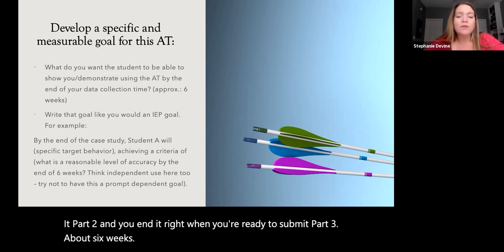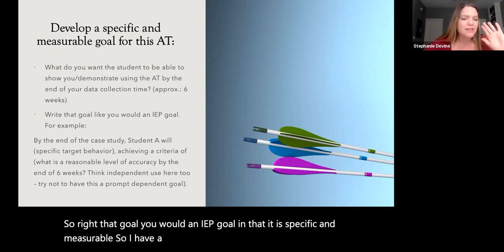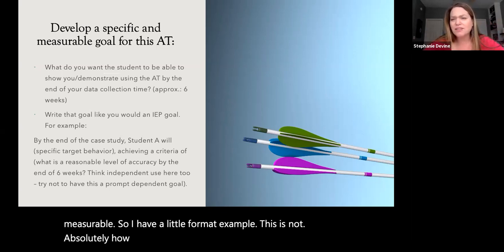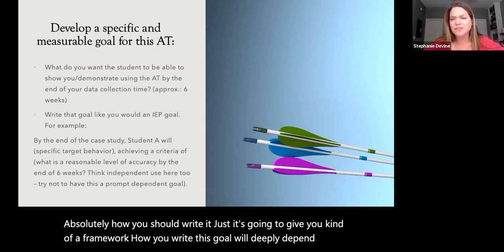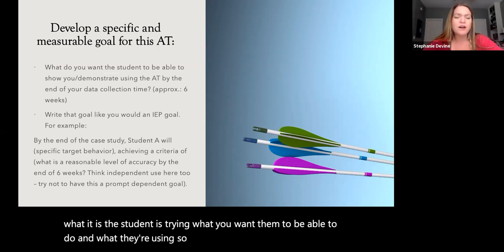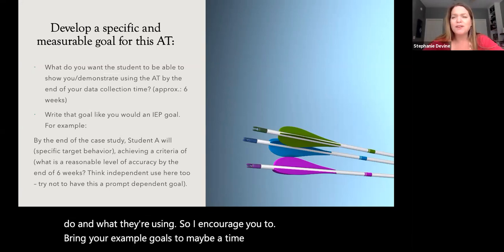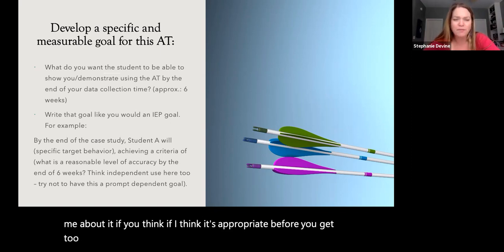So write that goal like you would an IEP goal, in that it is specific and measurable. I have a little format example. This is not absolutely how you should write it. It's going to give you kind of a framework. How you write this goal will deeply depend on what you want the student to be able to do and what they're using. So I encourage you to bring your example goals to a time for questions, or ask me about it before you get too deep. I'm certainly willing to give you some advice on that.